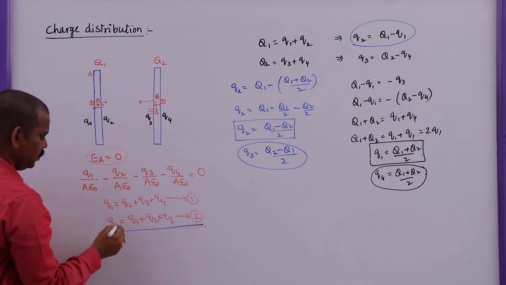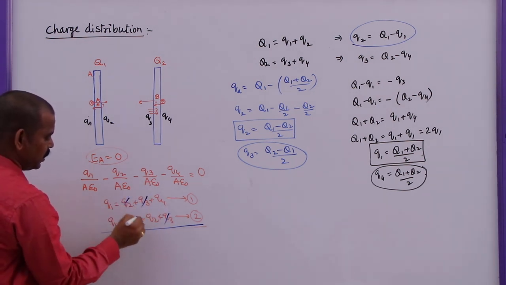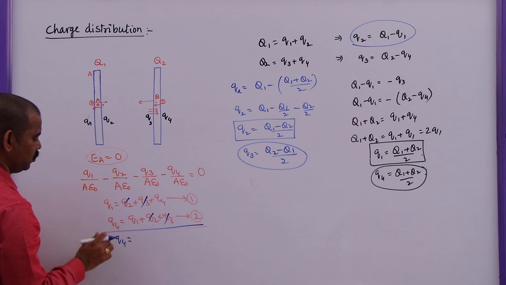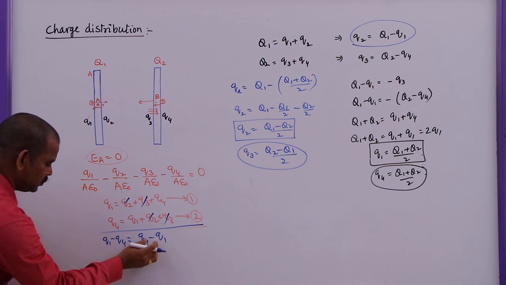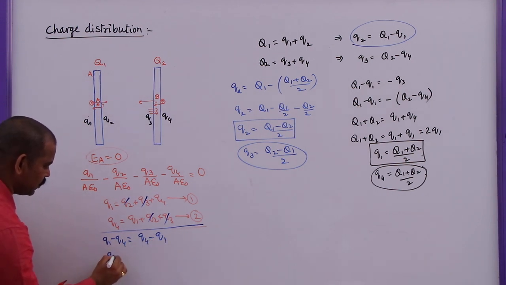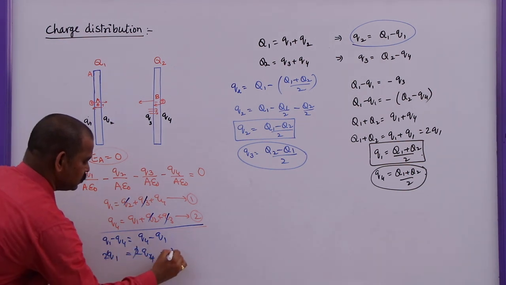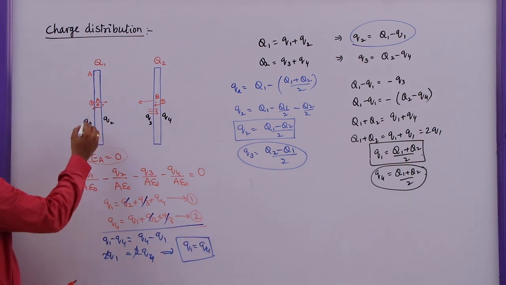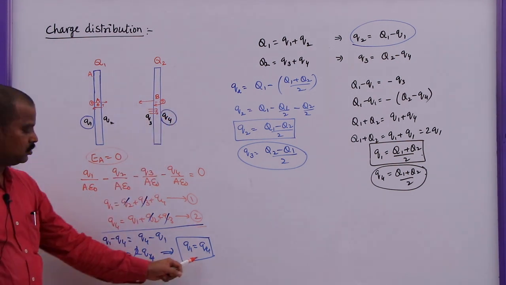Now let me subtract these two. If you subtract, you can cancel this and this, and this and this. So the subtraction gives Q1 minus Q4 is equal to Q4 minus Q1. Now you bring this one to this side, minus Q1 will come this side. Q1 plus Q1, 2Q1 is equal to 2Q4, 2 cancels. So we got this relation between Q1 and Q4, that means both are equal in magnitude. Whatever charge is present here is equal to the charge present on this surface. So I got Q1 is equal to Q4.